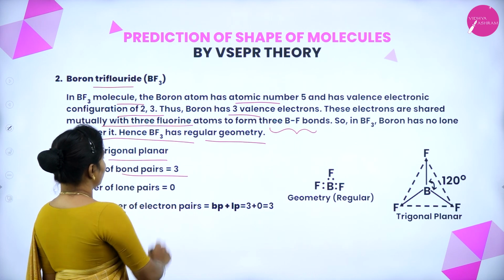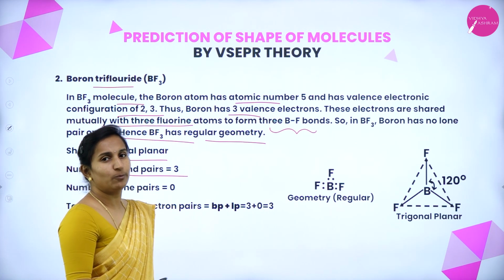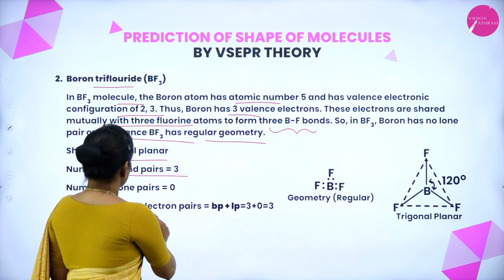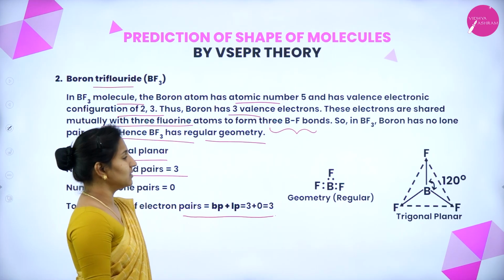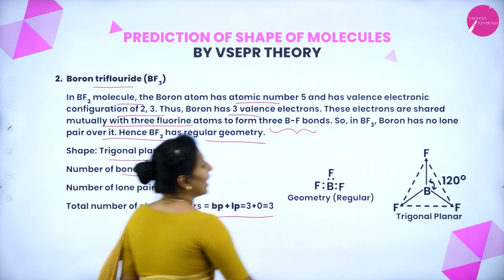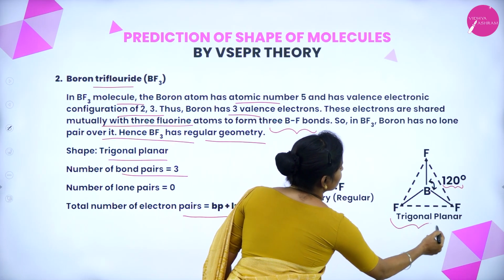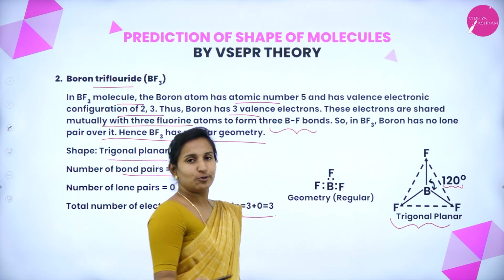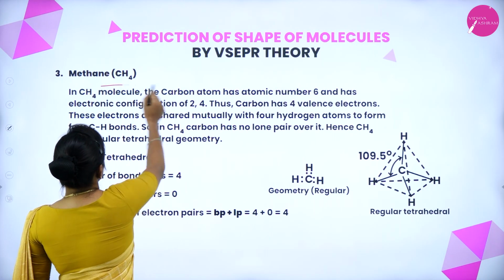The number of bond pairs is 3, the number of lone pairs is 0 because there are no lone pair electrons, and the total number of lone pairs plus bond pairs is 3. It shows a 120 degree bond angle, and this shows a trigonal planar shape.